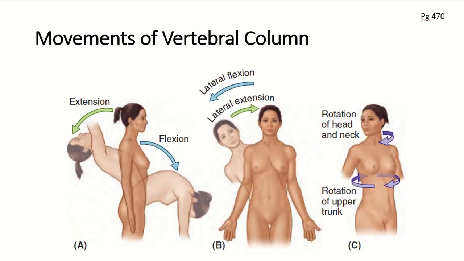So, what movements can we actually get on the vertebral column? As you can see in this picture, and also on page 470 of your book, we have a number of movements that we can achieve. We can achieve flexion, moving forward and touching our toes, for example. We can achieve extension, okay? We can achieve lateral flexion and lateral extension, as well as rotation of the head and the neck.